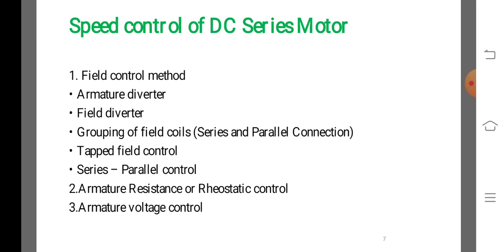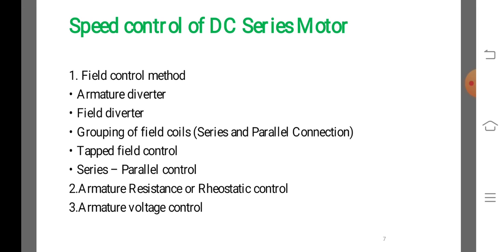Speed control of a DC series motor always has the field control method. The field control method consists of armature diverter, field diverter, grouping of field coils, tapped field control, and series parallel control. The second is armature resistance or rheostatic control, and armature voltage control.